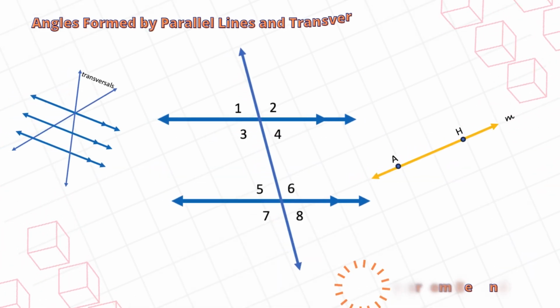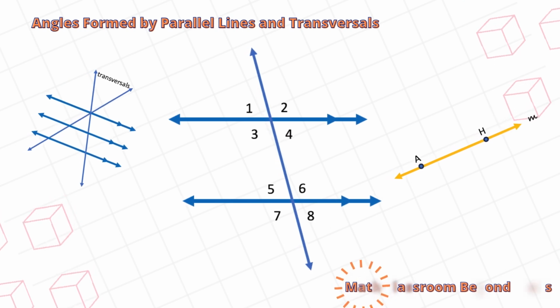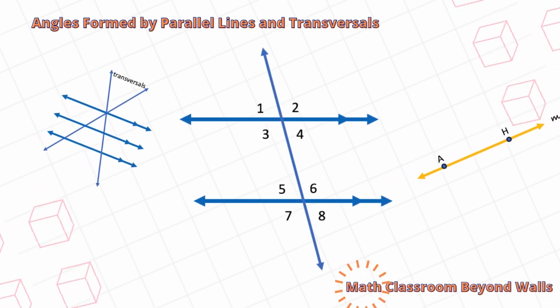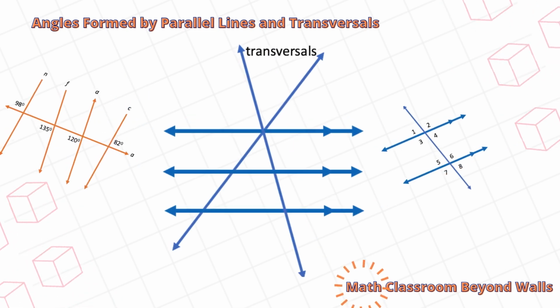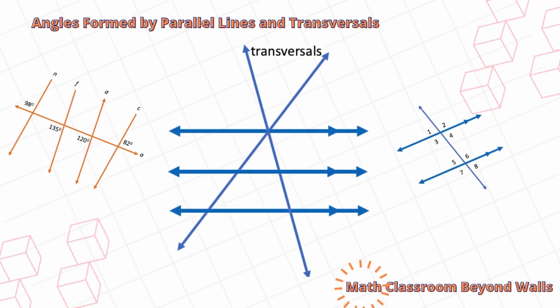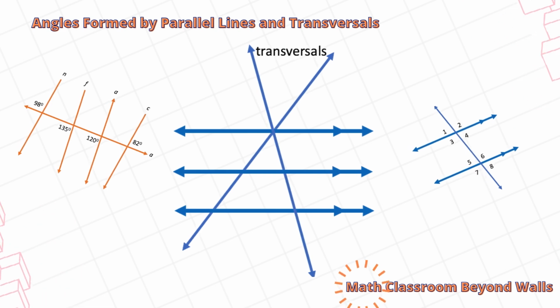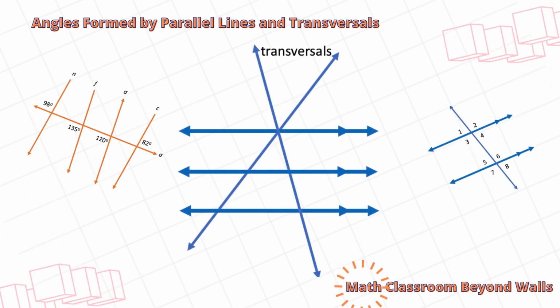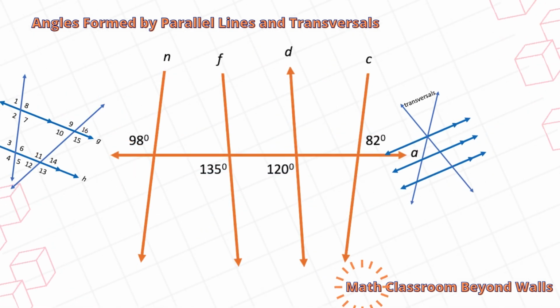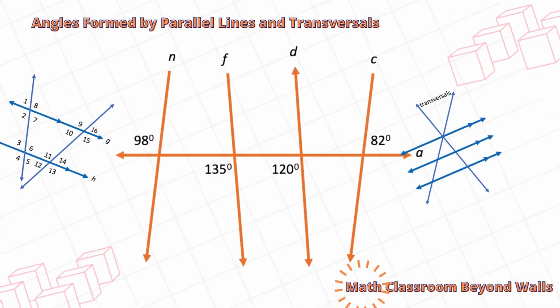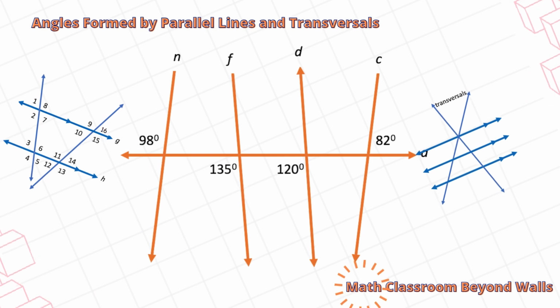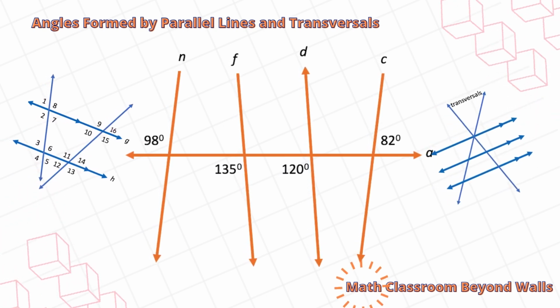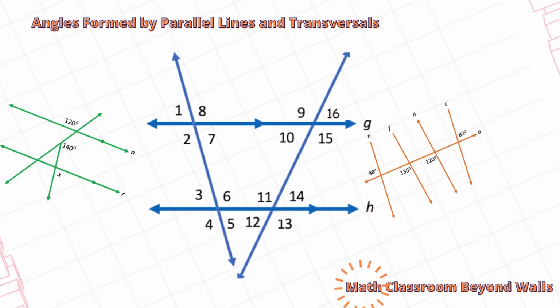Hi learners! In today's video, you will learn about the different types of angle pairs formed when parallel lines are cut by transversals. The angle relationships will be discussed and will be used in solving simple problems related to the topic. Investigating if lines are parallel or not is also a part of this video lesson.